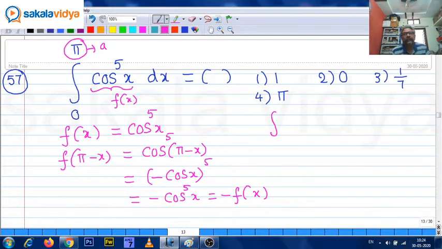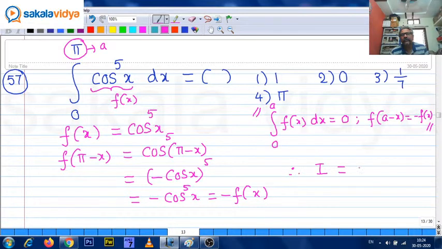What is the formula? Integral 0 to a f of x dx equals to 0 if f of a minus x equals to minus f of x. This is the result we studied. That's why this integral I becomes 0. Second option is the right option.